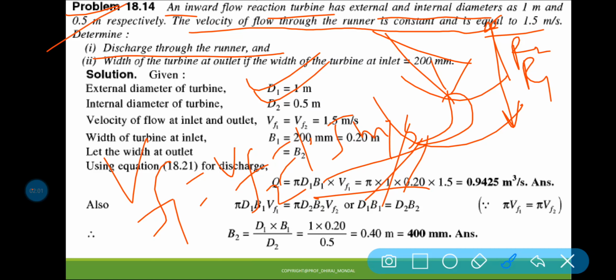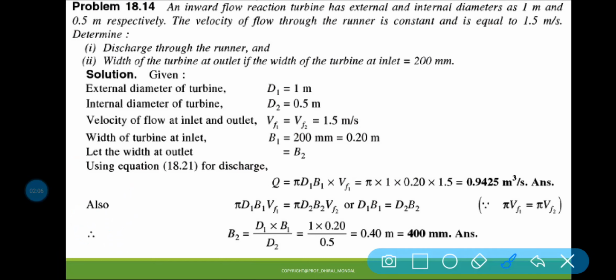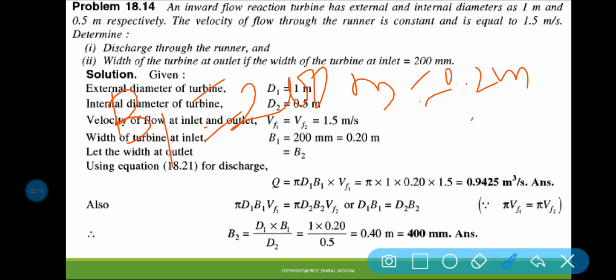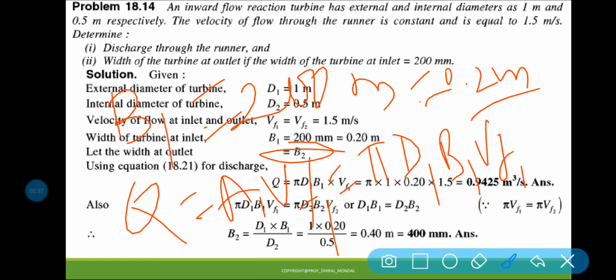Determine the discharge through the runner and the width of the turbine at outlet, if the width of the turbine at inlet is 200 mm, that is 0.2 meter. We have to take values in SI units. You have to calculate B2 and also the discharge. We know that discharge is equal to area into velocity. So taking area A1, then velocity Vf1, the area is pi D1 into B1 into Vf1.